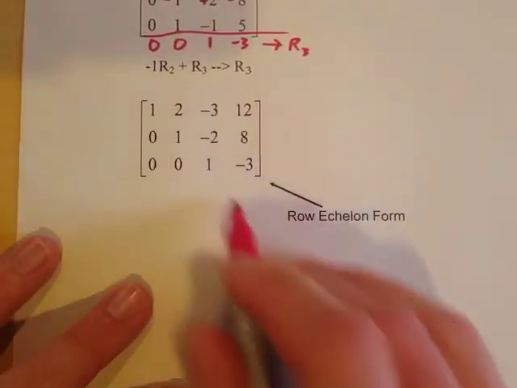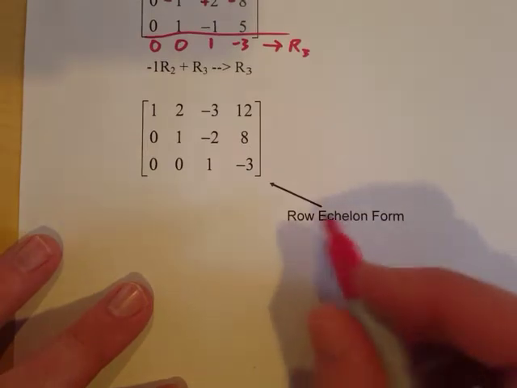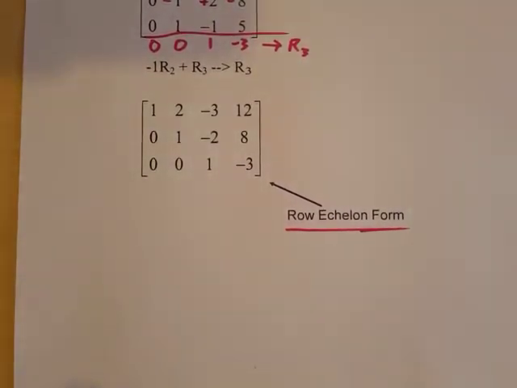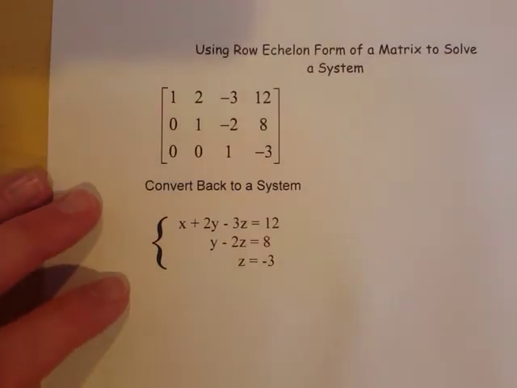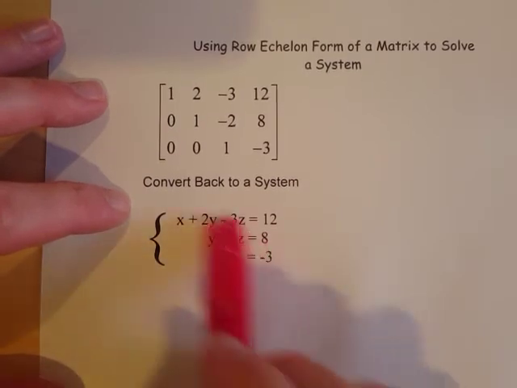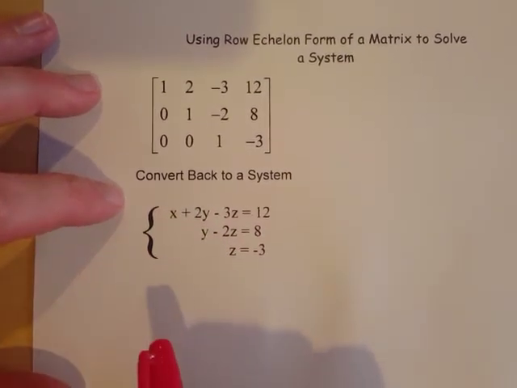Now we have all those ones going down the diagonal. This is called row echelon form. We're ready to solve this thing. This is where we're at back substitution. Now, with back substitution, you can either think of it in terms of the matrix, or you can rewrite it back into a system of equations if that's a little easier for you.